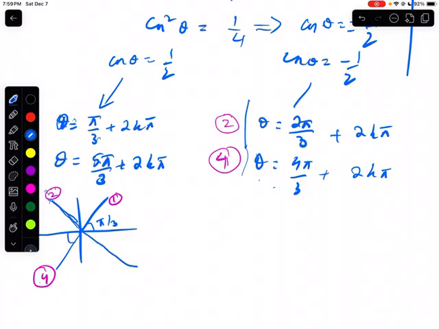So this will be the third equation. Notice here, instead of writing this and this separately, saying that theta will be equal to pi over 3 plus 2k pi, and then theta will be equal to 4 pi over 3 plus 2k pi, I can actually combine these two and write them as theta is equal to pi over 3 plus k pi.